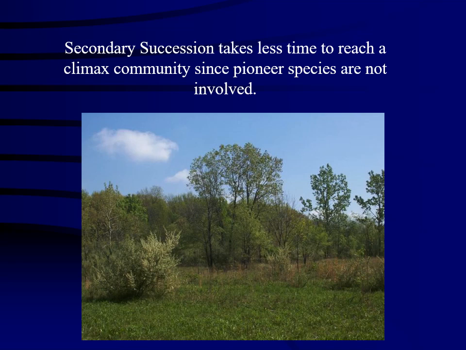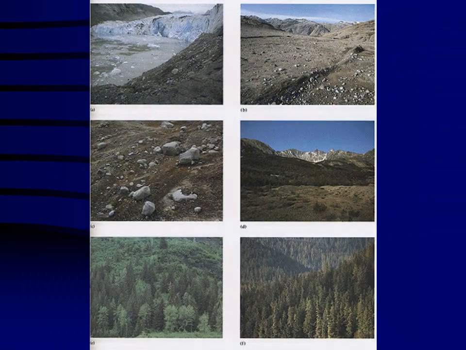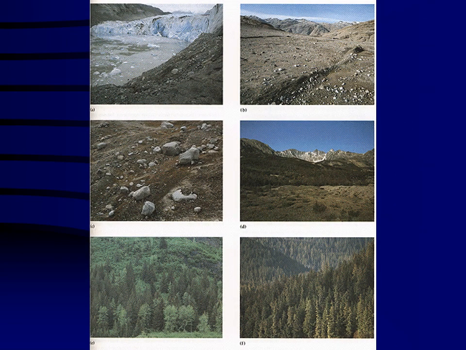Secondary succession takes less time to reach a climax community since pioneer species are not needed and the soil is already present. That's the difference between primary and secondary. Here you can see just a set of pictures moving from a glacier, which is basically rock and dirt, and then eventually, as that glacier retreats, moving into a climax community of pine forests in the bottom right-hand corner.